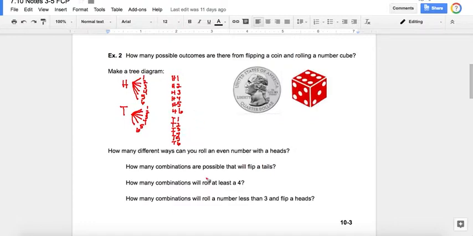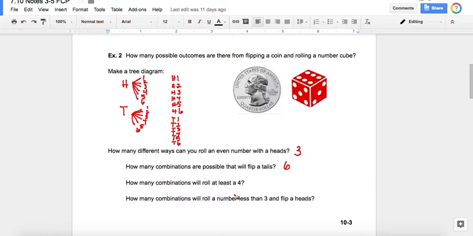Okay, so the questions below here ask how many different ways can you roll an even number with a heads? So how many times can we get an even number with a heads? Let's look. We have 2, 4, and 6. So how many possibilities is that? That's correct, 3. Okay. How many combinations are possible that will flip a tails? So we have this group right here, which is 6.